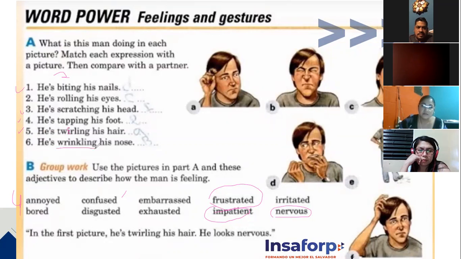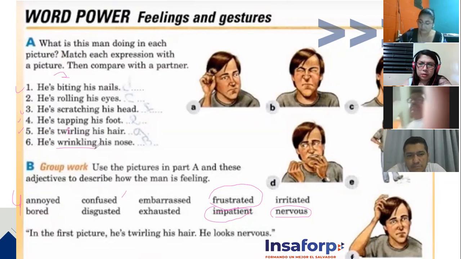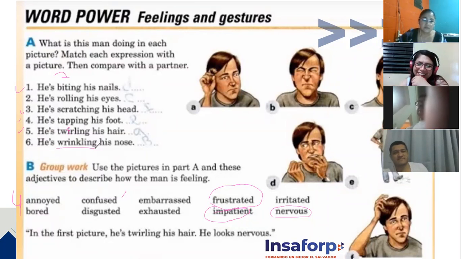Wrinkle or wrinkling? Can you read it? He's wrinkling his nose. I think that is the letter B. Uh-huh. I think that is disgust. Disgusted. Okay. Do you wrinkle your nose? Yes, do you do that? I think we tend to do that.